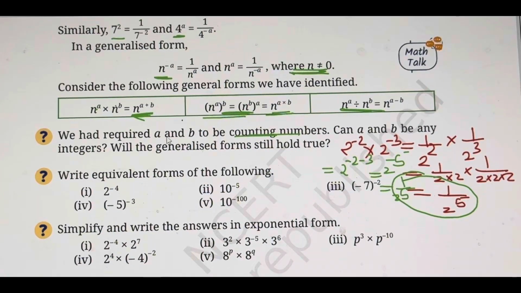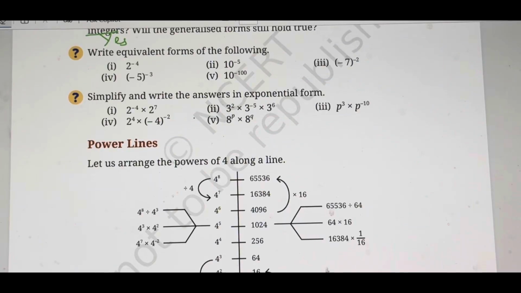Right? So what was asked? We had required a and b to be counting numbers. Can a and b be any integers? Will it still hold true? Yes. So we can explain that through the example. Correct? So now there are some questions based on this.